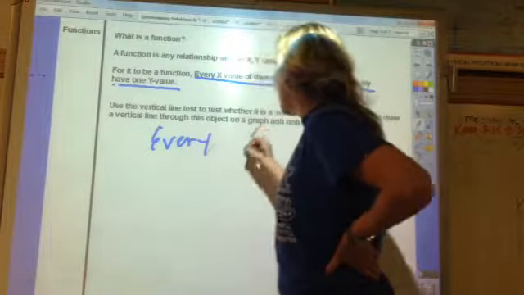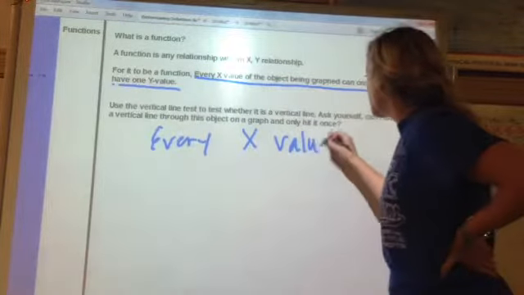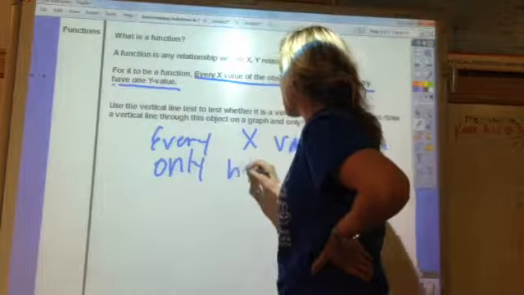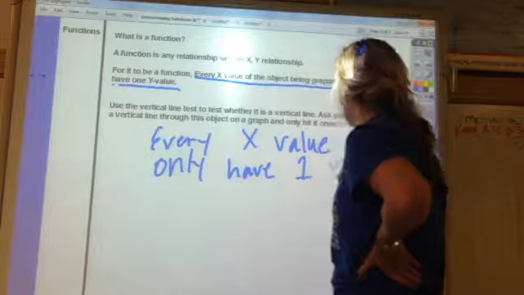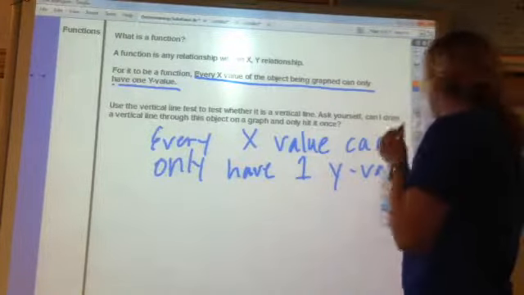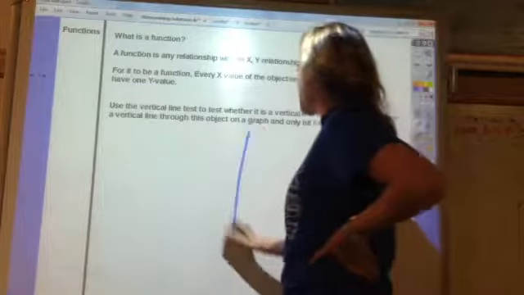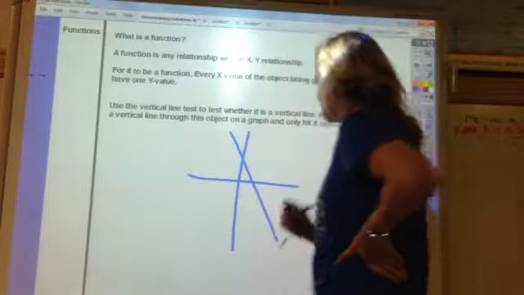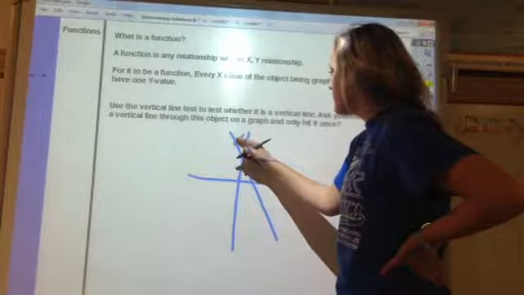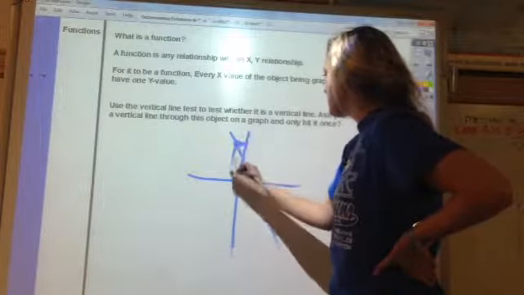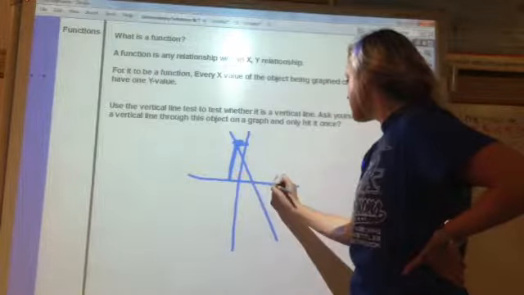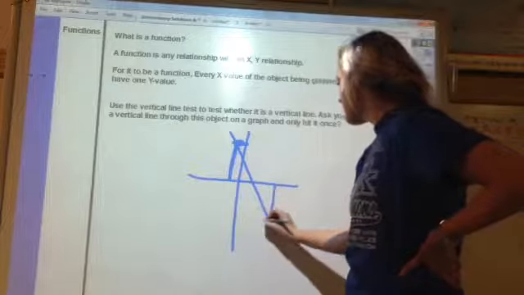Every x value can only have one y value. So if I were to roughly graph, if I had this graph of a straight line, every x value here, let's say right here, will only have one corresponding y value. It will only hit the graph once in one different place. Same thing down here. This x value will only have one y value.